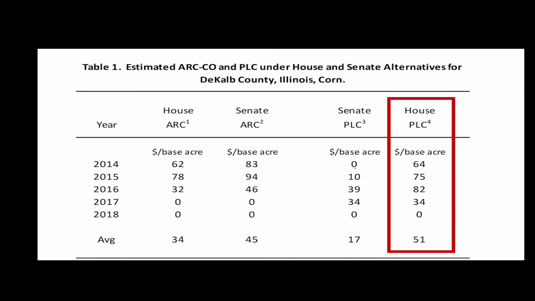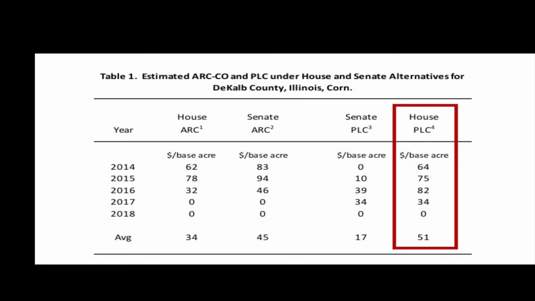Given that, here's what the House PLC version would have projected to be paid. Senate, 0. It would have made a payment of $64 in 2014, $75 in 2015, $82 in 2016, and $34 in 2017, for a total of $51 per acre. That gives a historical comparison of the four alternatives. Note that if the House PLC version had existed, it would have been a very tough call to make a decision between the House PLC and the ARC County versions.